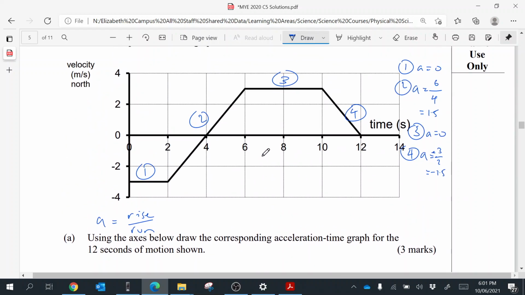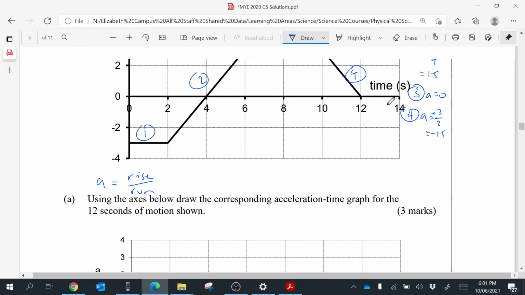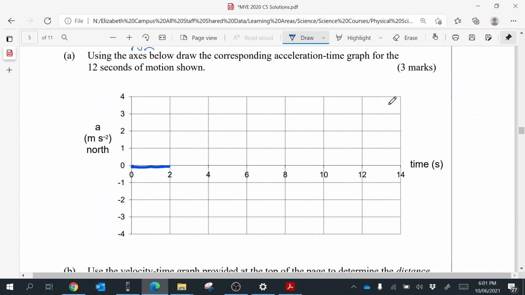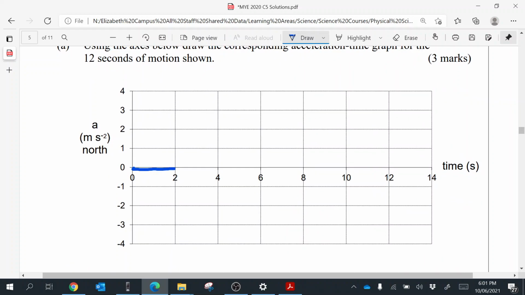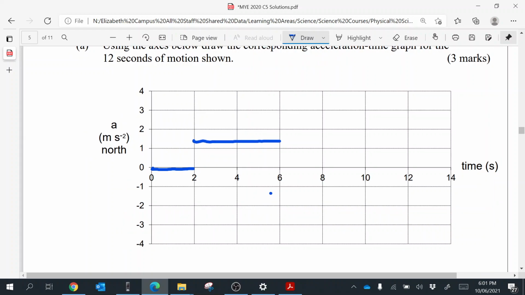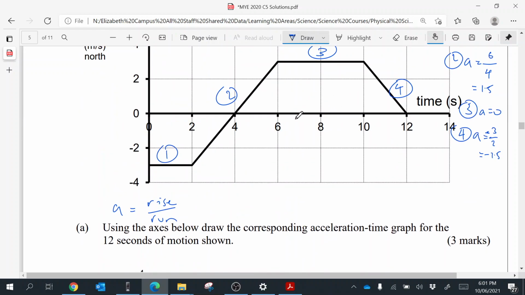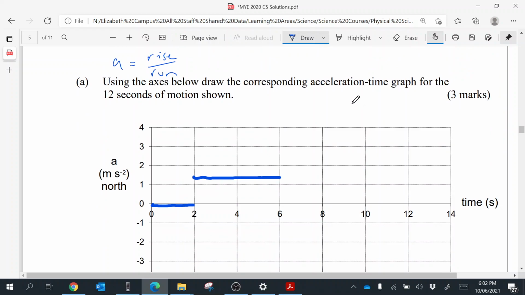For the second part, it was for 4 seconds. It was 1.5 from 2 to 6. It is at 1.5 meters per second, so roughly around here. It's actually quite challenging to draw this on the computer screen. We'll do it 1.5. There we go. So that's good. I don't know why it's got a little dot there. Okay, so that's good. And then this was from 6 to 10. The acceleration was 0 again.